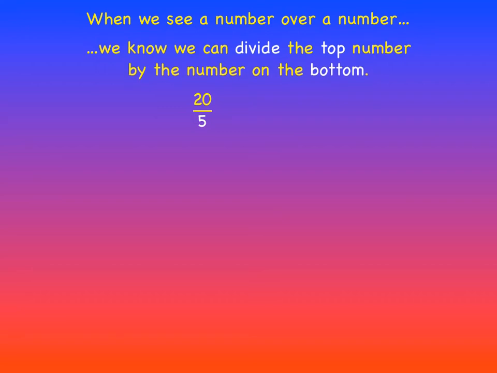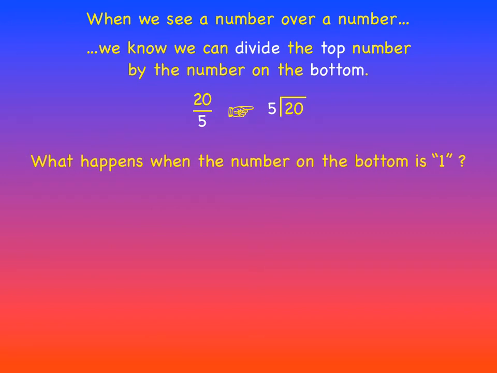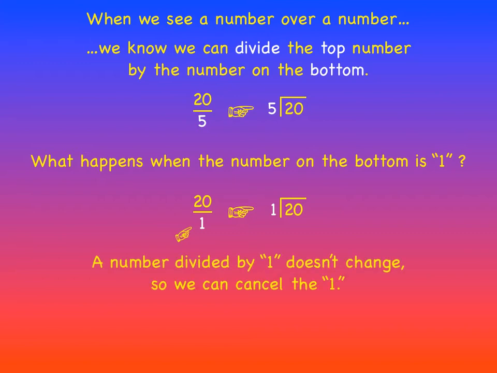When we see a number over a number, we know we can divide the top number by the number on the bottom. So 20 over 5 is the same as 20 divided by 5. But what happens when the number on the bottom is 1? Well, 20 over 1 is the same as 20 divided by 1. Well, a number divided by 1 doesn't change, so we can cancel the 1. 20 over 1, cancel the 1, it's just the same as 20.